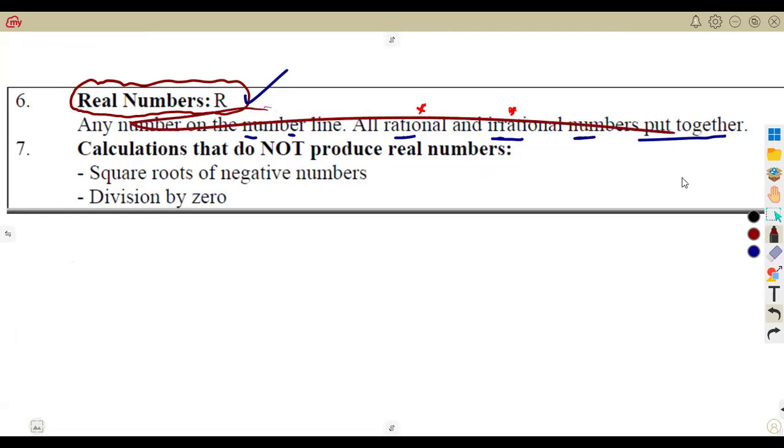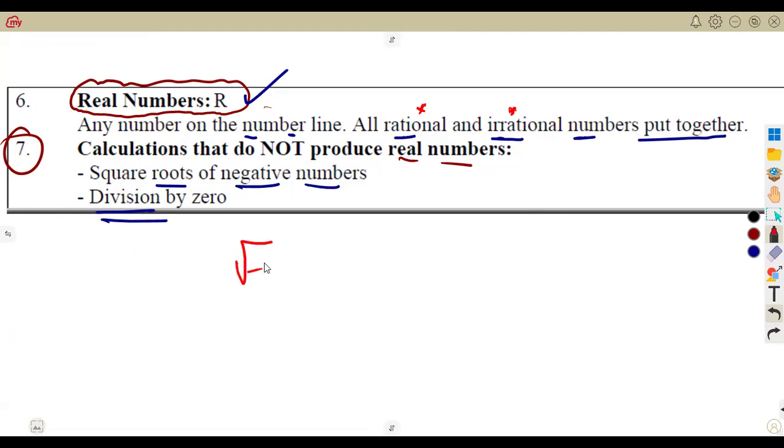All right, I talked about the real numbers. So I'm going to move on to number 7: calculations that do not produce real numbers. There are calculations which do not produce real numbers. Which calculations are those? I talked about division by 0. This one does not exist. The square root of negative numbers, I think I listed everything, guys, to show you that this does not exist. The square root of -3, the square root of -4, the square root of -9. These numbers do not exist. So at the end, they become non-real values, undefined.